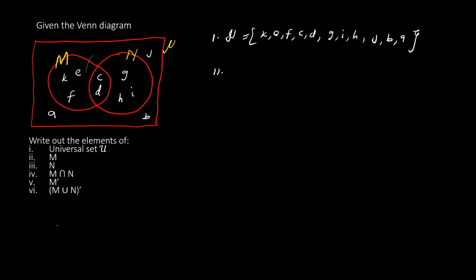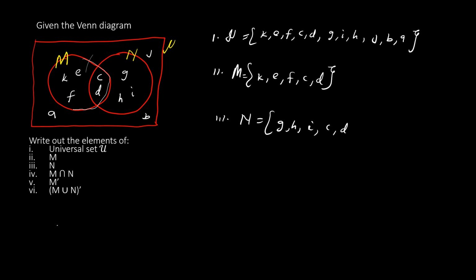The second one is the elements of M. The elements of M include all elements inside the set M, including the intersection part. So here we have K, E, F, C, and D. The third one is to write out the elements of set N. In set N we have G, H, I. We also have C and D.